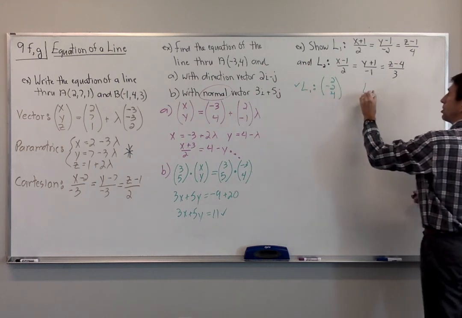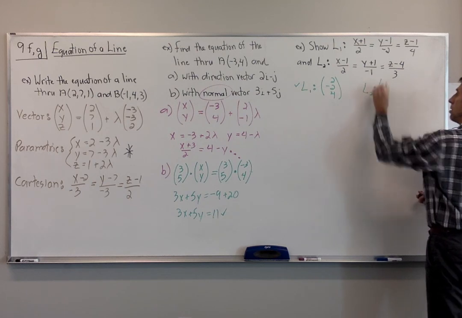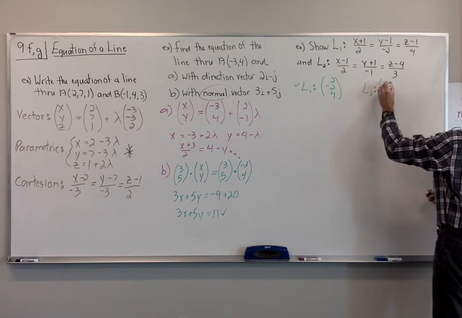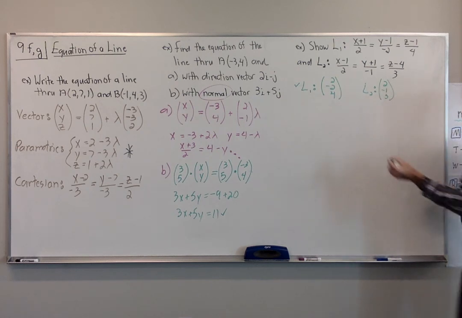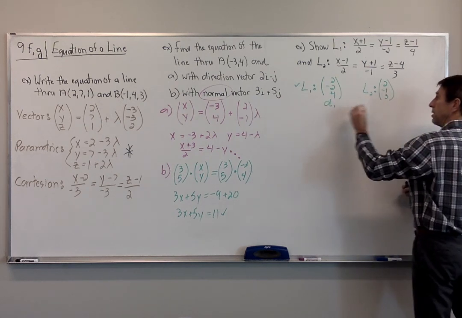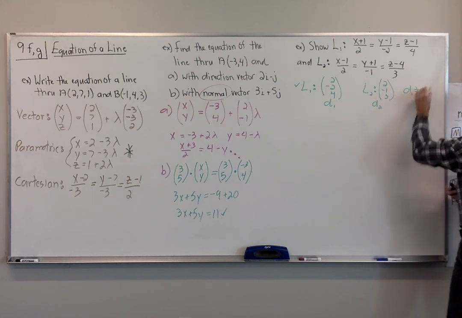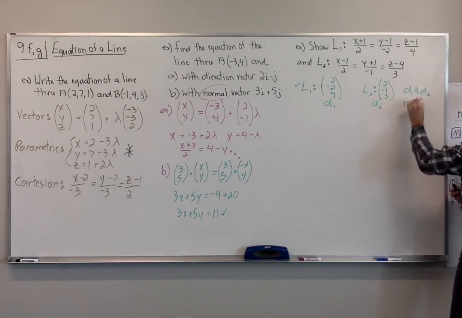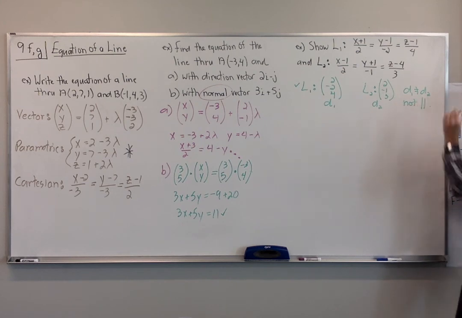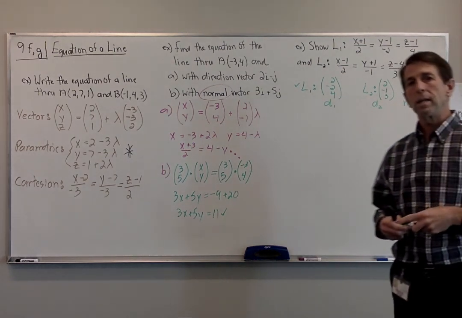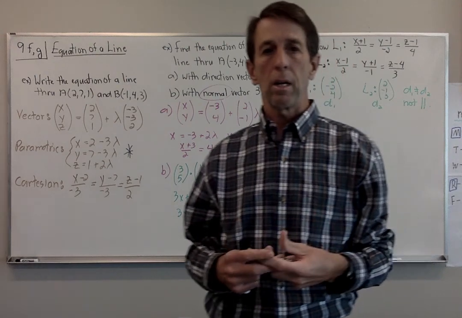The direction of line 2 is going to be 2, -1, 3. Okay, this we could call direction 1, this we could call direction 2. Direction 1 is not equal to direction 2, so they're not parallel. So we know very quickly that these two lines are not parallel.